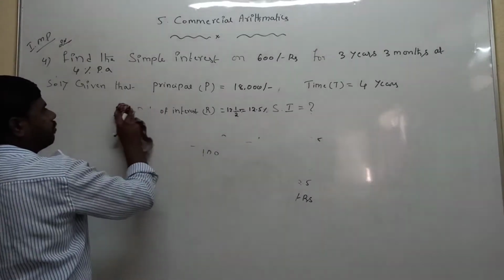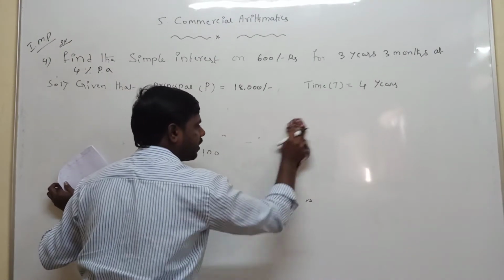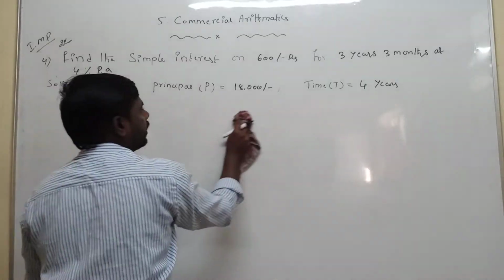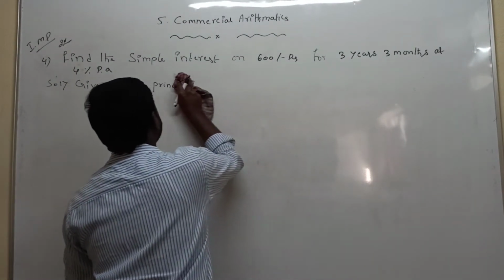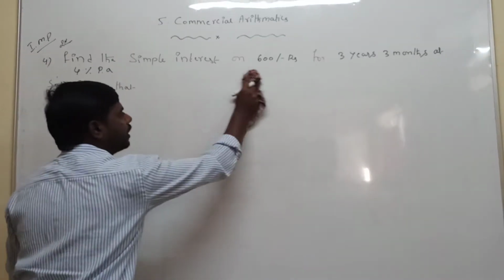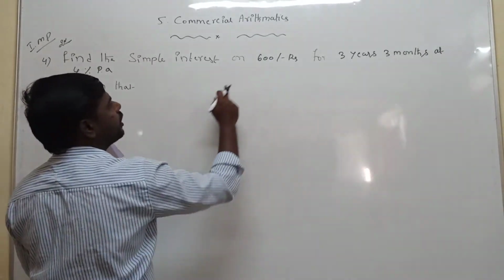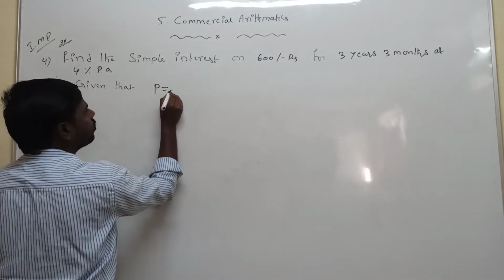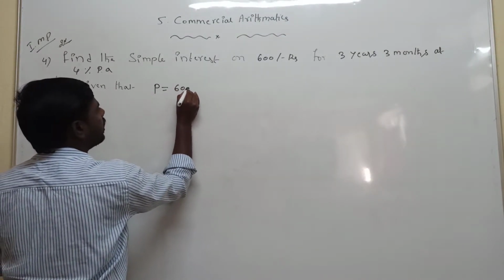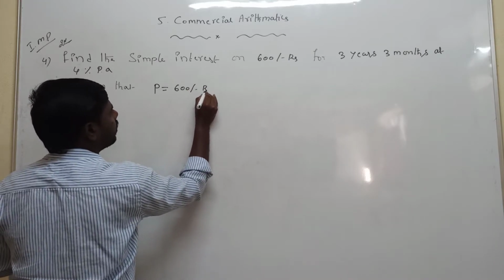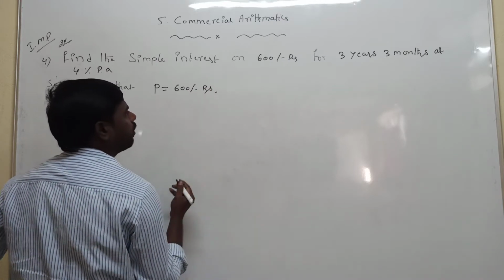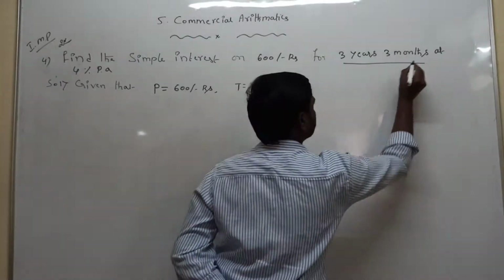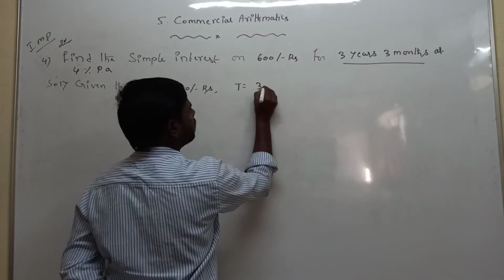See the question, what they are given. Here also we need to find simple interest. So what are they given? Principal amount, denoted by capital P, is equal to 600 rupees. Time T is equal to 3 years, 3 months.